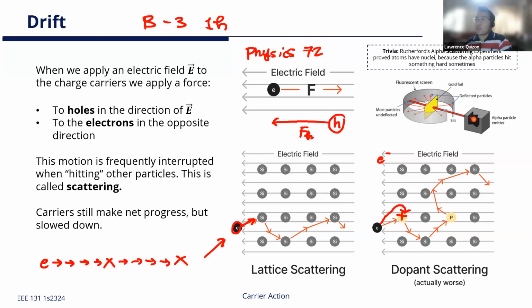And these are our two types of scattering. So lattice scattering against silicon, dopant scattering against dopants. This movement is all called scattering. The bumping into each other, collisions in the quantum realm, you call that scattering.